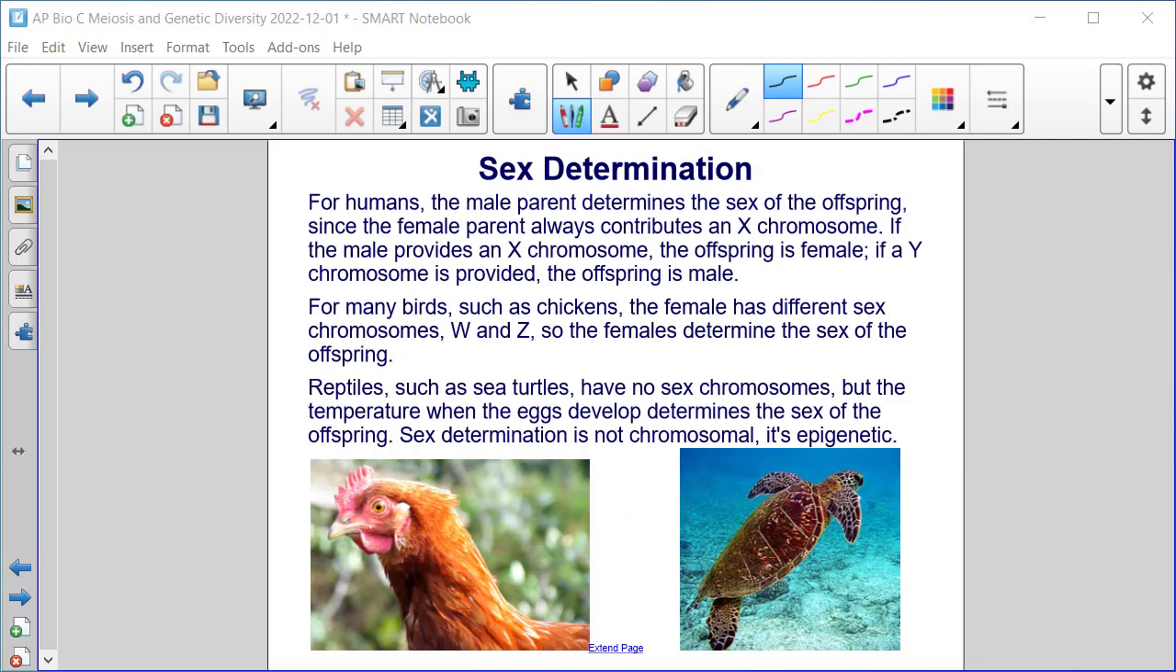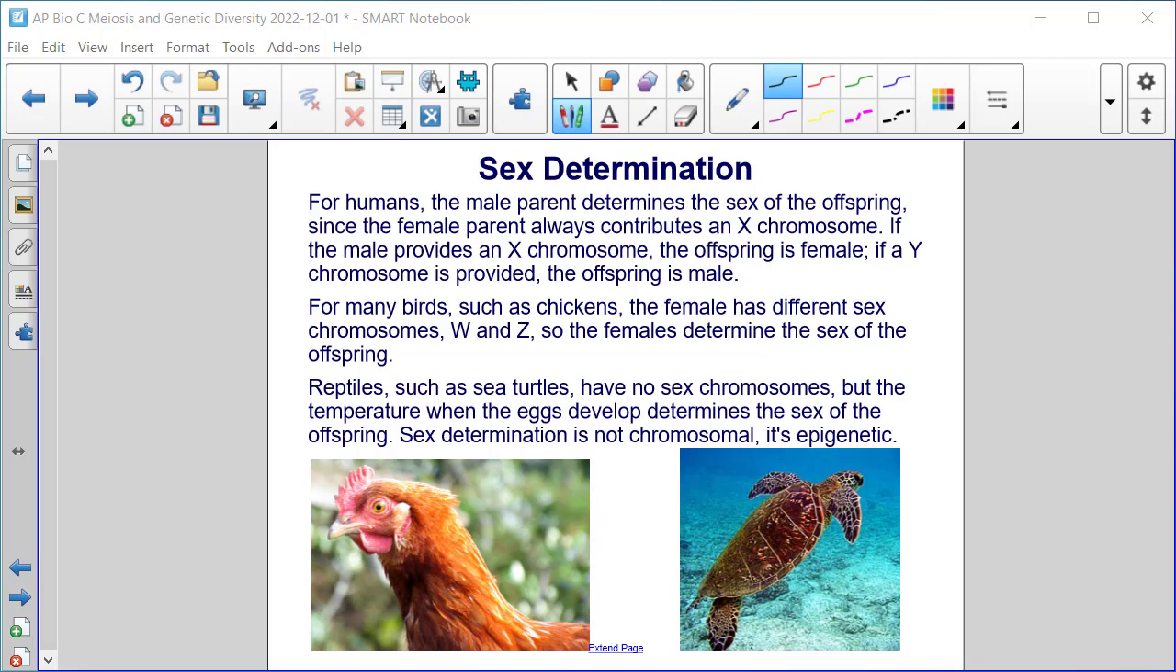For humans, the male parent determines the sex of the offspring, since the female parent always contributes an X chromosome. If the male provides an X chromosome, the offspring is female. If a Y chromosome is provided, the offspring is male.